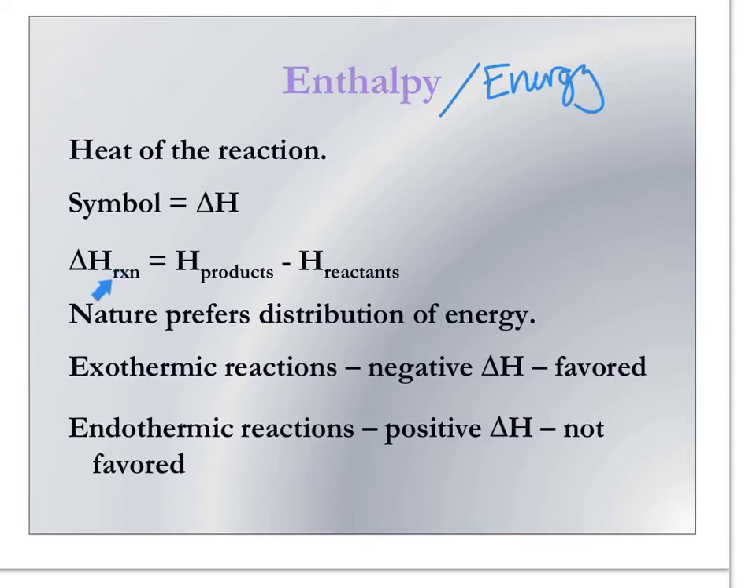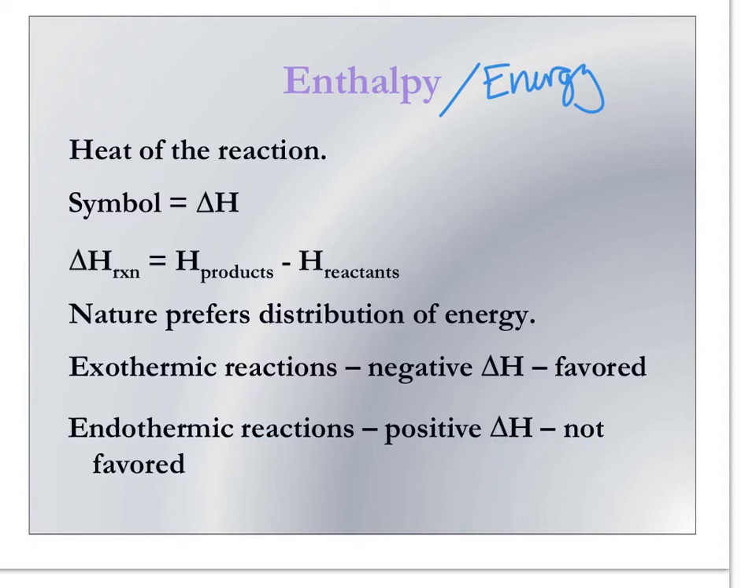And we've kind of talked about exo and endothermic reactions and all that. Well, nature prefers things to be even. It prefers things to be distributed equally. It likes equality. And so, same for energy. Nature prefers the distribution of energy. It wants energy to not be concentrated in one area, but to be spread out everywhere. So, exothermic reactions, which have negative delta H's, are actually favored by nature, whereas endothermic reactions, which have a positive delta H, are not favored by nature.